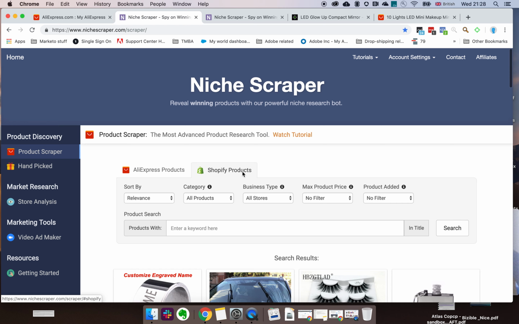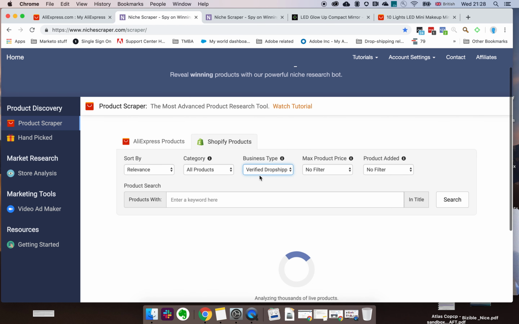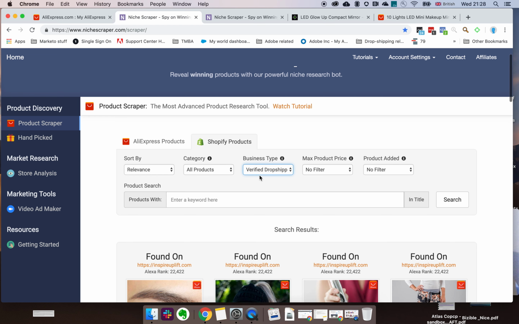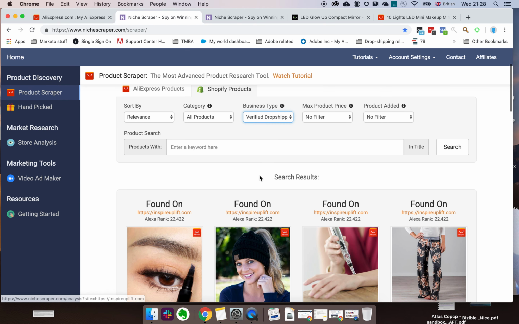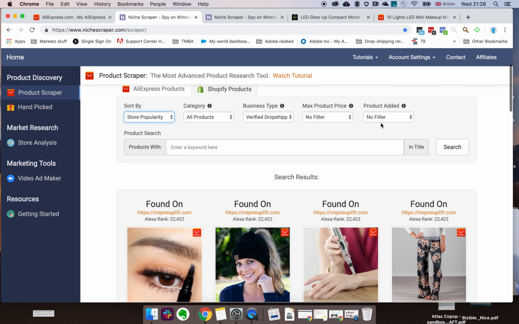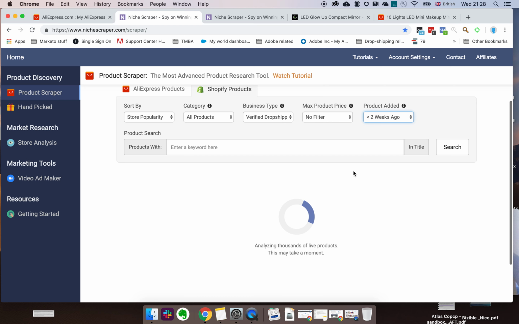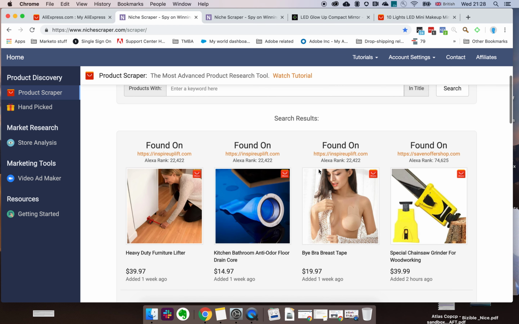Now Shopify products. We're looking at maybe verified dropshippers, companies and sites that you know are 100% dropshippers, and they are selling something recent. So I can look at store popularity. Well, tell me what's going on. Maybe a product that was added in the last 2 weeks. What are they adding? I want to know what's going on. What is it that they're adding that I could sell as well?